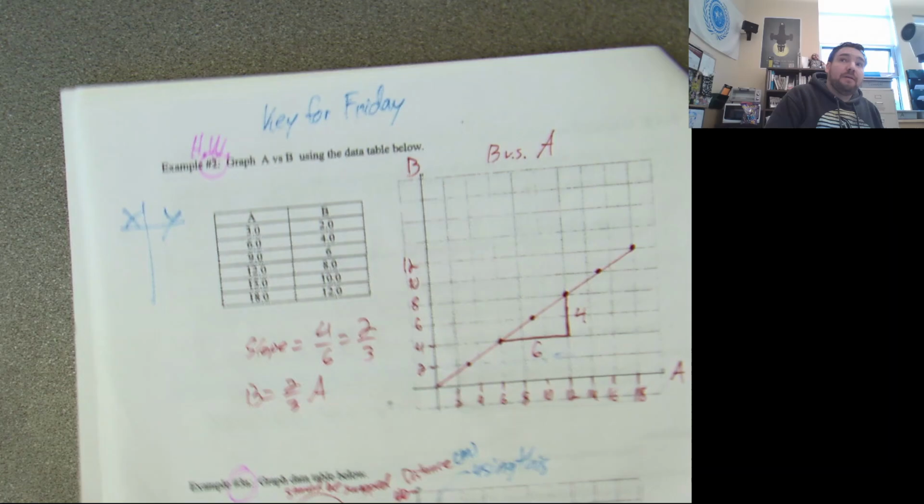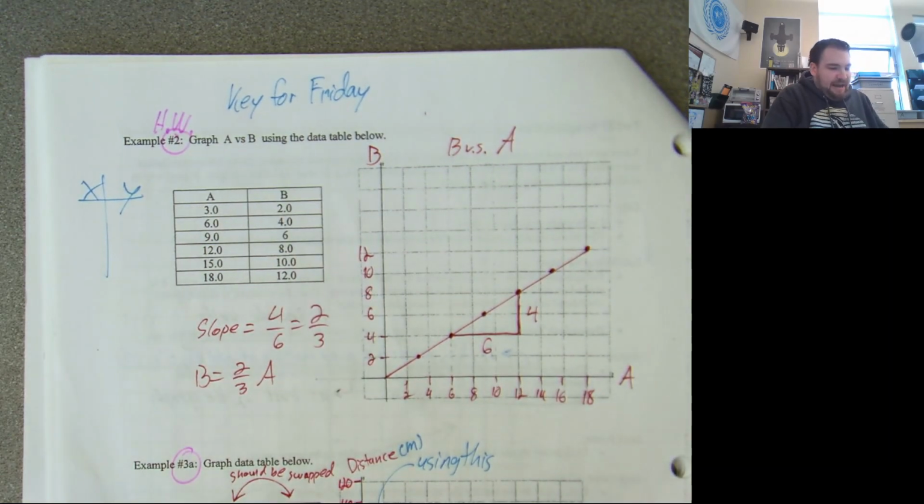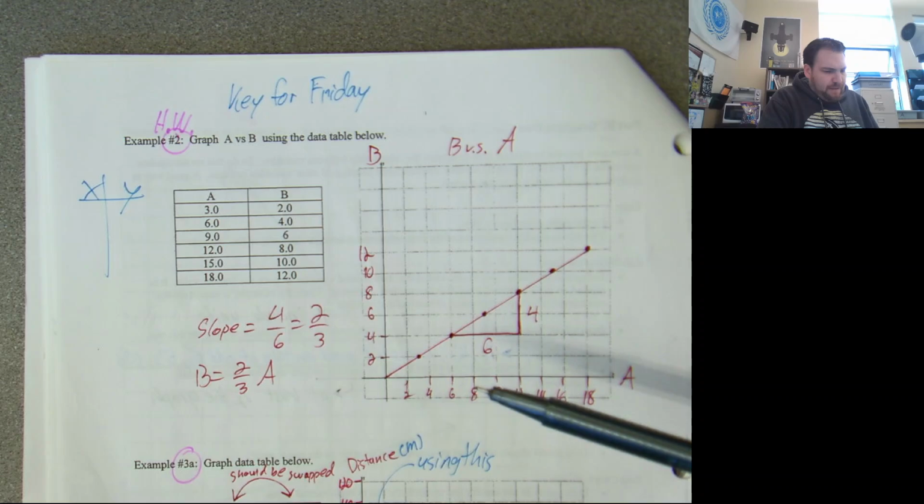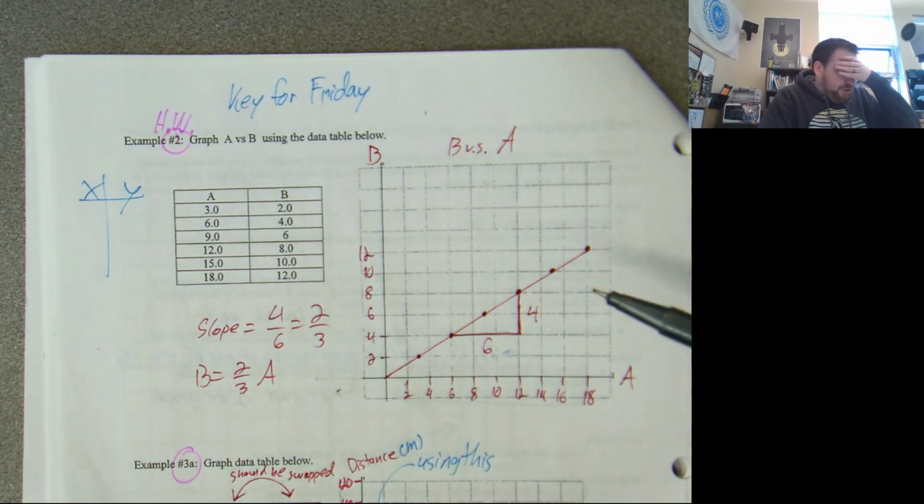So, here is what my example 2 would have looked like. I wanted to use at least half the graph.